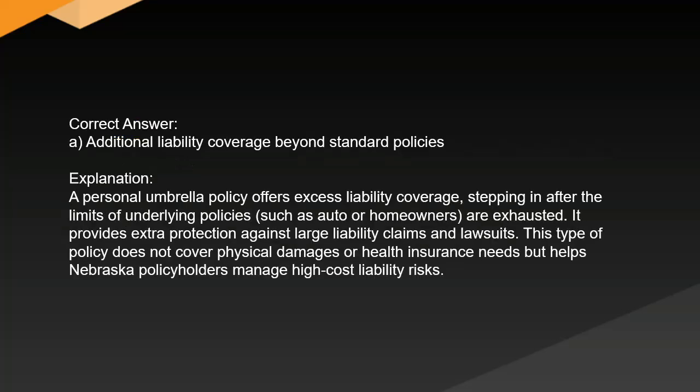Correct answer. A. Additional liability coverage beyond standard policies. Explanation. A personal umbrella policy offers excess liability coverage stepping in after the limits of underlying policies such as auto or homeowners are exhausted. It provides extra protection against large liability claims and lawsuits. This type of policy does not cover physical damages or health insurance needs but helps Nebraska policyholders manage high-cost liability risks.